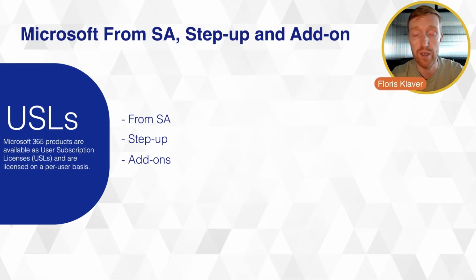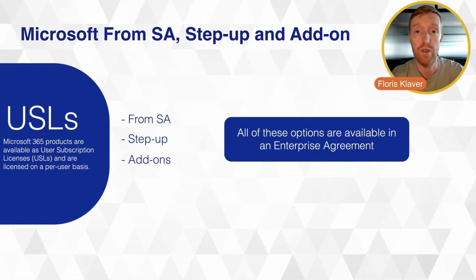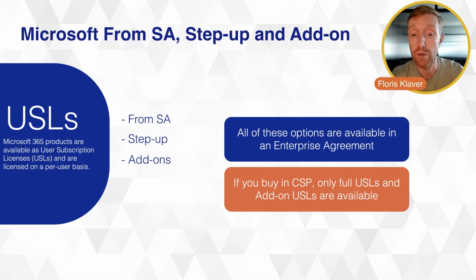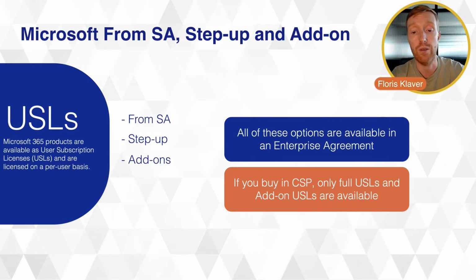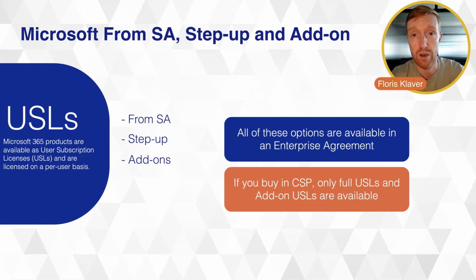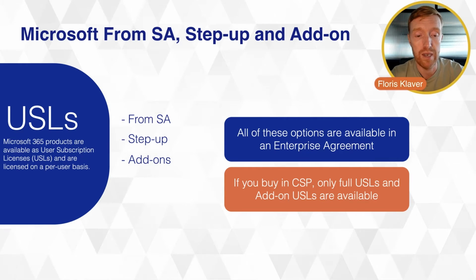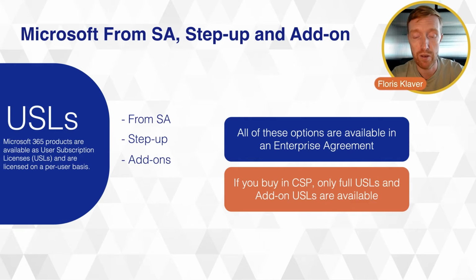If you, for instance, license in an Enterprise Agreement, these options are all available to you. If you buy in CSP, many of these will not be available to you. It would just be full USL and add-on USLs. From SA and step-ups are not available in CSP. So to go over this at a high level, user subscription license, you can buy in any of these flavors.